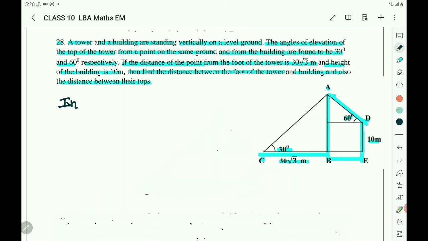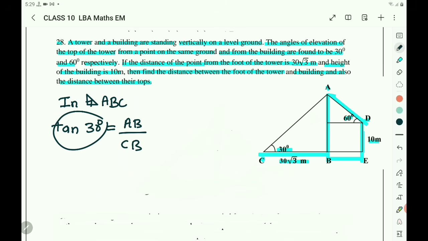In the right angle triangle ABC, right, tan 30 degrees equals opposite side AB by adjacent side CB. Then what is the value of tan 30? Tan 30 is 1 by root 3 equals AB, which is to be found out.